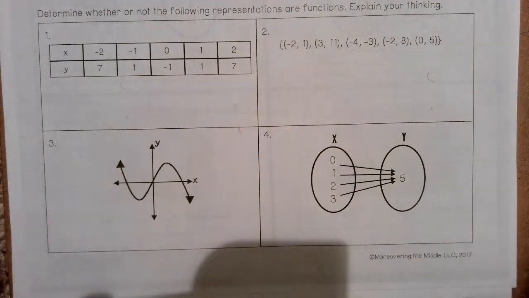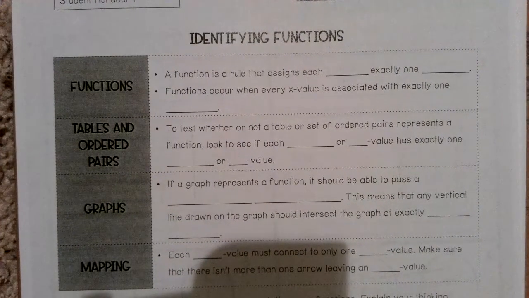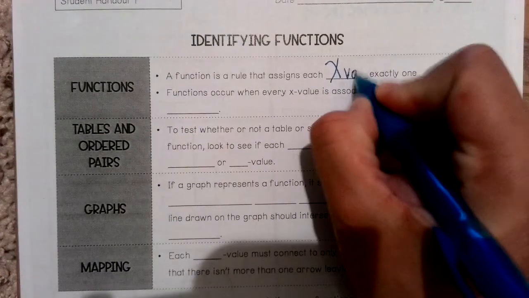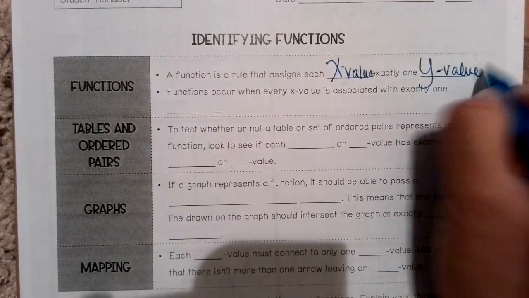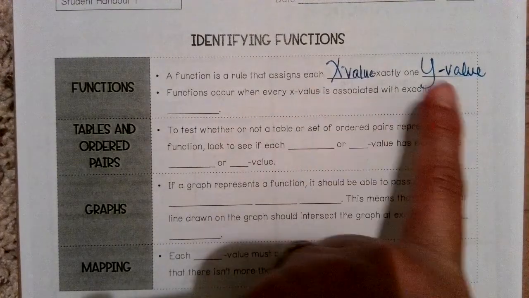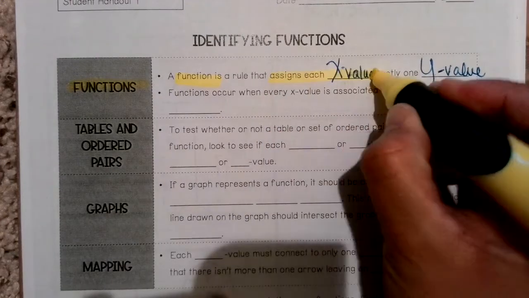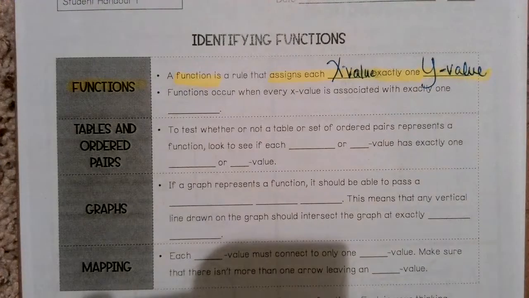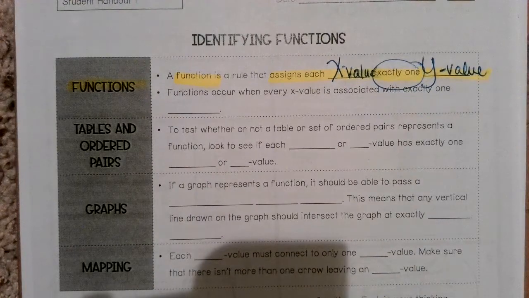And the main ideas are this. A function is a rule that assigns each x value exactly one y value. So each x only gets one. So this is a function. A function assigns each x value exactly one y value. So that word exactly one is very important right here. So you'll see it applied in a moment. It becomes easier with practice.